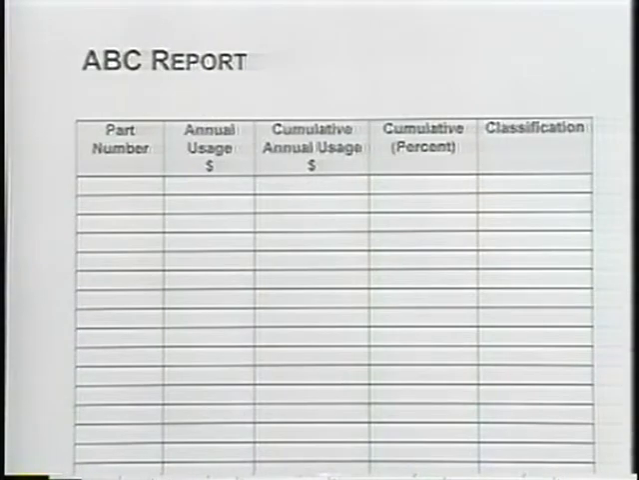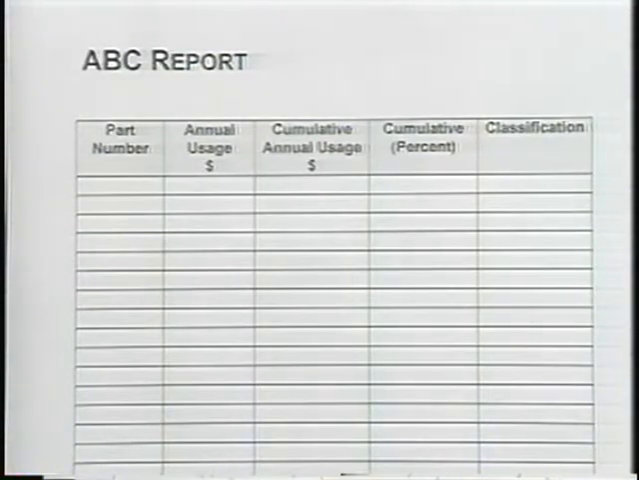So that means there's going to be 11 divisions. And that will provide you with the cumulative percentage, which is the second column from the right. And the last column, which is the right-hand column, is where we're going to record the A's, B's, and C's.